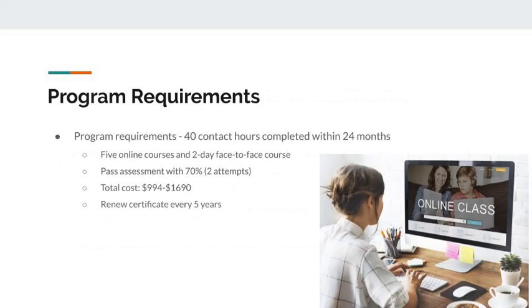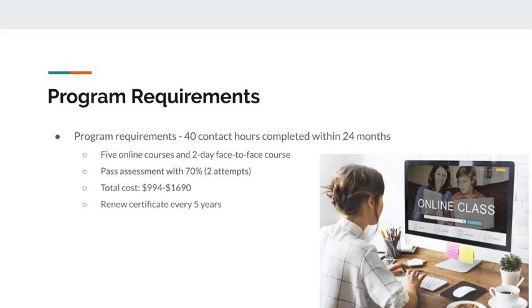The requirements are 40 contact hours total that have to be completed within 2 years of registration. There's 5 online courses and then 1 2-day face-to-face course. Students can register for the online courses, but they can't register for the face-to-face course or earn the certificate until they've received their PT license. Then there is an assessment that you have to take, and you have to pass with at least a 70%, and you get 2 attempts.